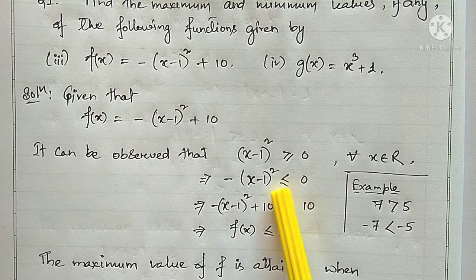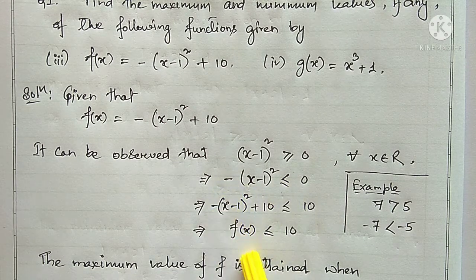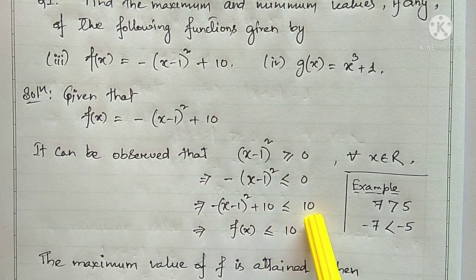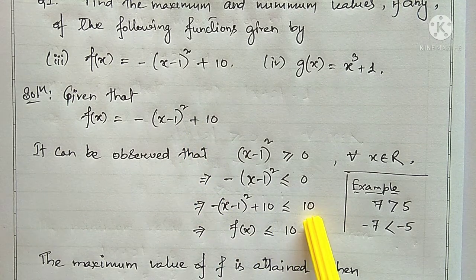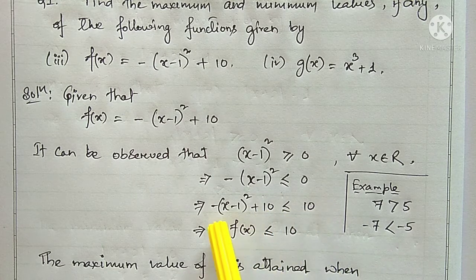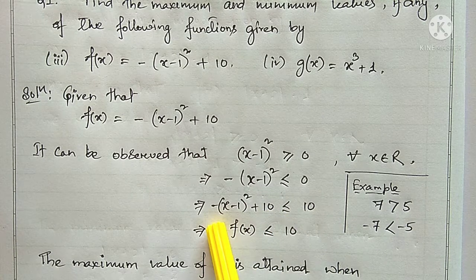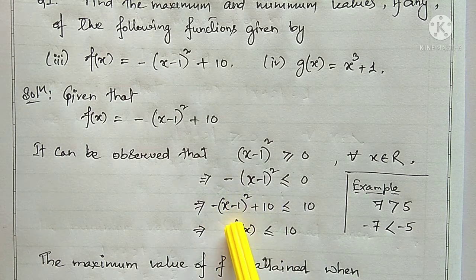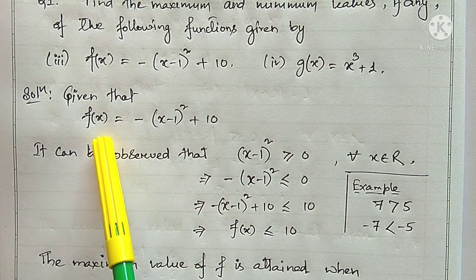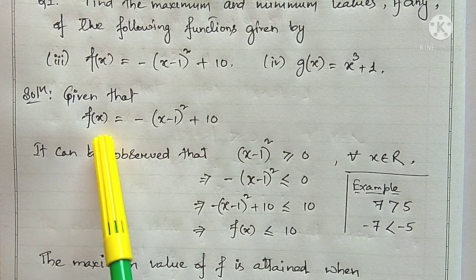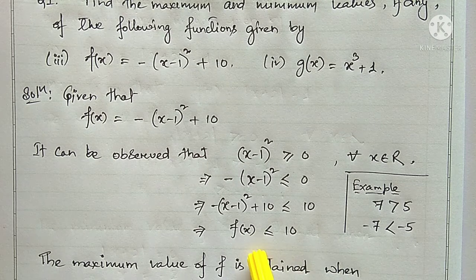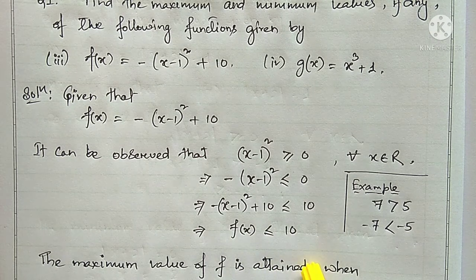Is it clear? After that, to balance this result we need plus 10. So that's why we add 10 to both sides. When we add 10 to both sides, the left hand side is minus (x minus 1) whole square plus 10. So in place of this, what can we write? f(x), as you know, in this question given. So in place of this, we write f(x), so f(x) is less than or equal to 10.